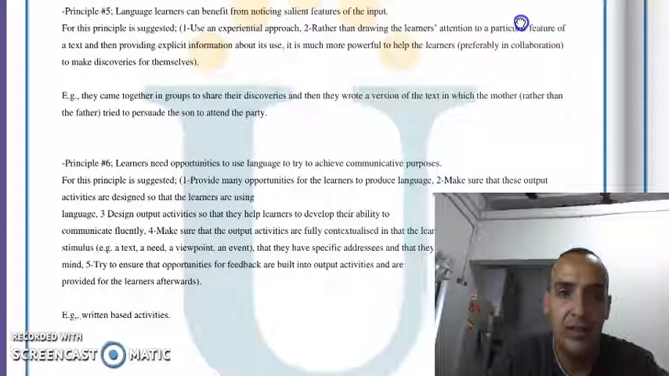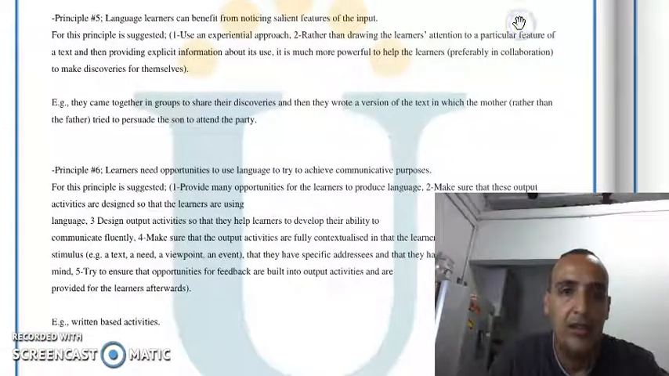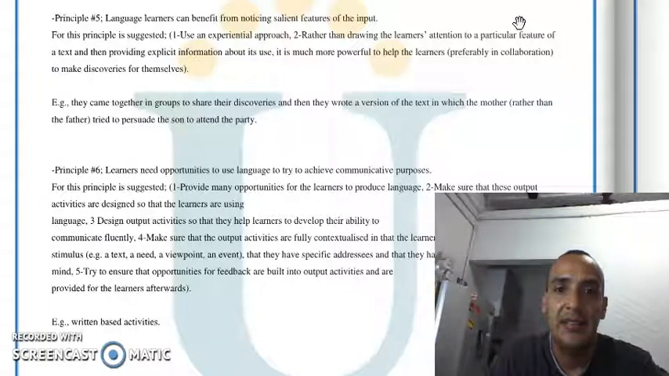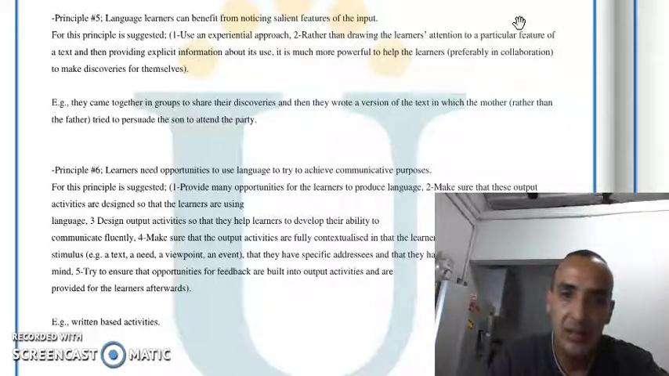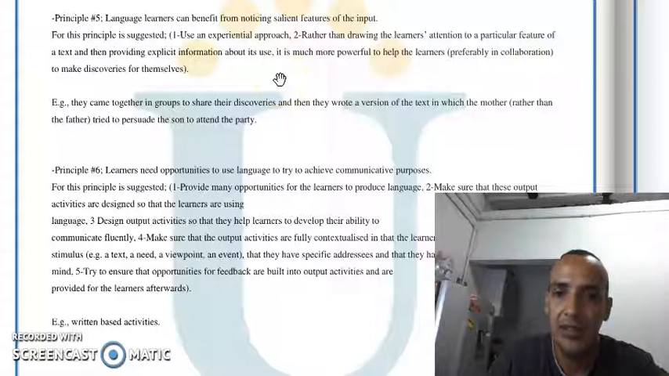Principle number 5. Language learners can benefit from noticing salient features of the input. For this principle it is suggested to use an experiential approach. Okay, it's like, make them experience the language. So teamwork is really good for this principle. Principle number 6.